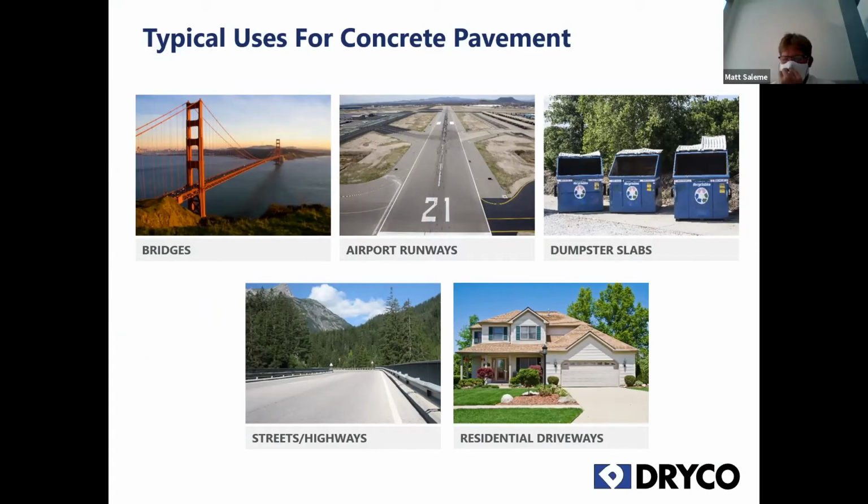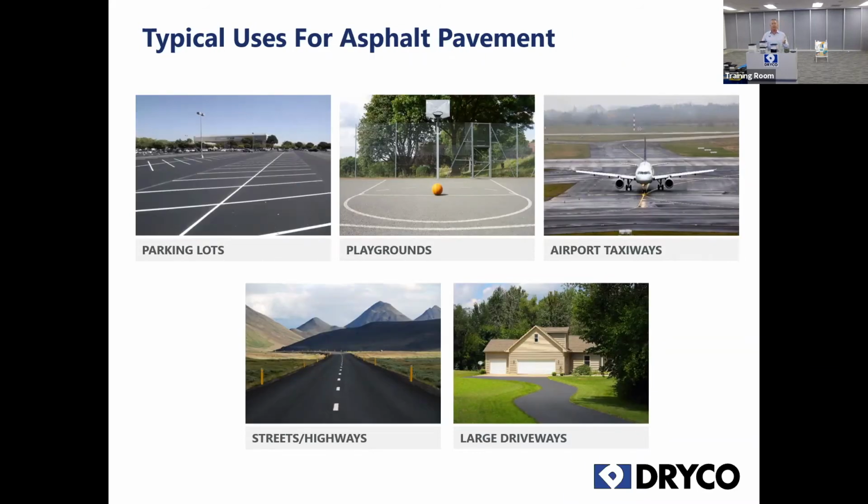Bridges, streets and highways are oftentimes concrete. Now, streets and highways can be either or. Parking lots, you guys are managing parking lots, I'm sure, and all your parking lots are asphalt. If you were in Texas, a lot of them would be concrete, but here in California, they're all asphalt a little bit. So your parking lots are generally speaking going to be asphalt. Your playgrounds, right, at your schools, they're all going to be asphalt. As I said, airport taxiways are usually asphalt, where the runways are usually concrete, and then streets and highways. A lot of asphalt, streets and highways, and then labor intensive.